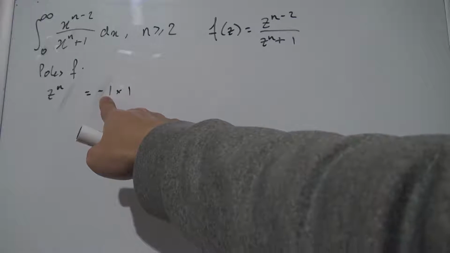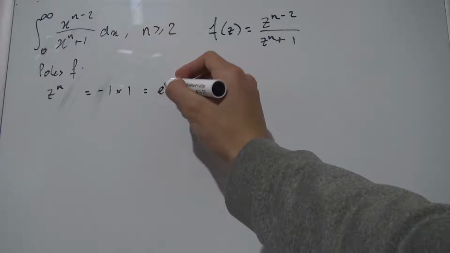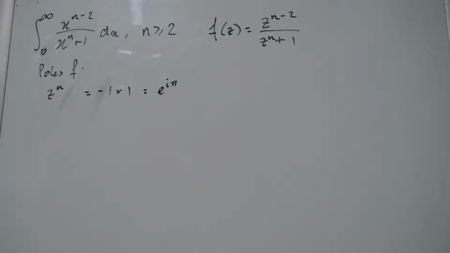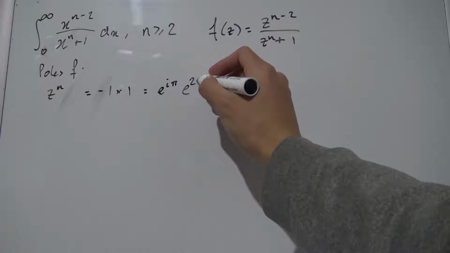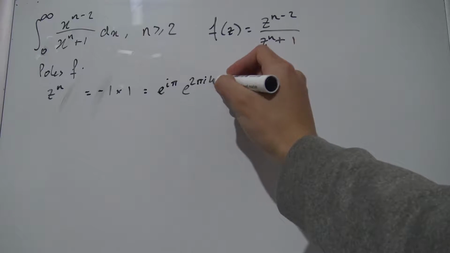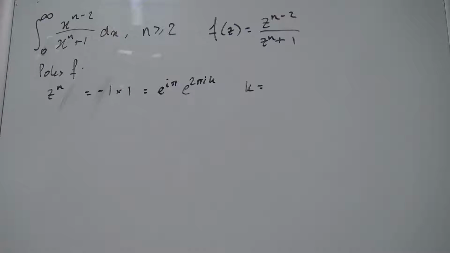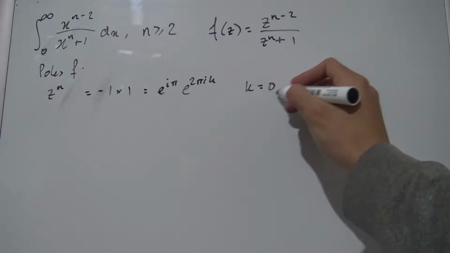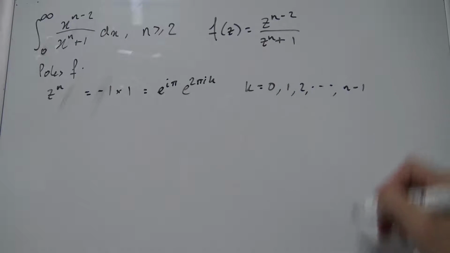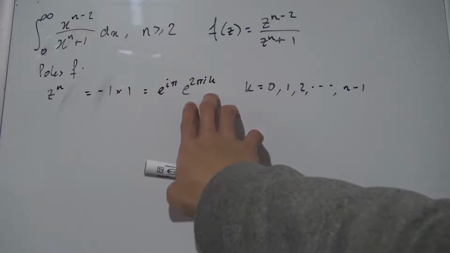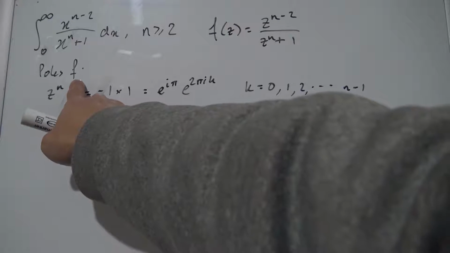But since we're working with complex numbers, I'm actually going to rewrite negative 1 as e to the i pi. And as for this 1 right here, I'm actually going to rewrite it as e to the 2 pi i times k, where k is some kind of integer. And we want k to go from 0 all the way up to n minus 1. The reason for doing that is we want to figure out all the possible roots or poles we can have for our function right here.